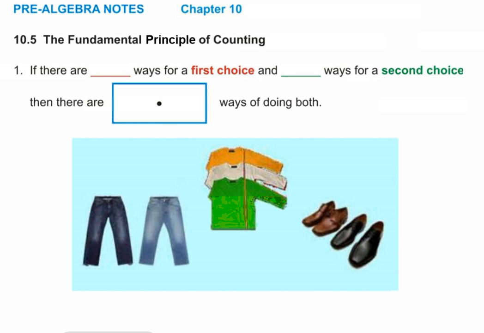Okay, so I really think today is a very, very easy lesson. It should go very, very quickly. It's a simplistic concept. It's the fundamental principle.